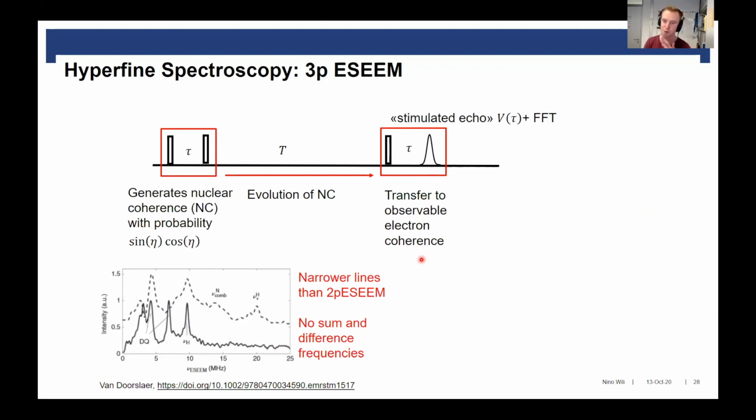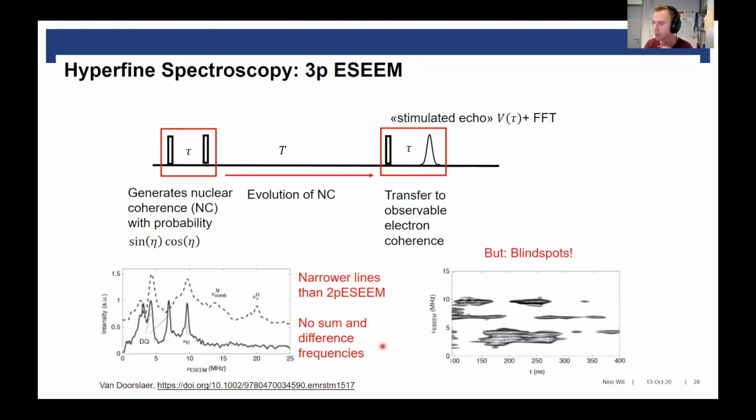Basically, you saw the problem, you know how to do it. So if you're interested, you can either do it yourself. I think there's something in this paper here that does it in a little bit more detail. The problem here is that the generation of this nuclear coherence depends on the hyperfine coupling that you have and on the tau that you have. So actually, if you do this for different taus, you see that you have tau-dependent blind spots. So if you want to observe this line here, at some point, depending on the tau you choose, you actually don't see anything.